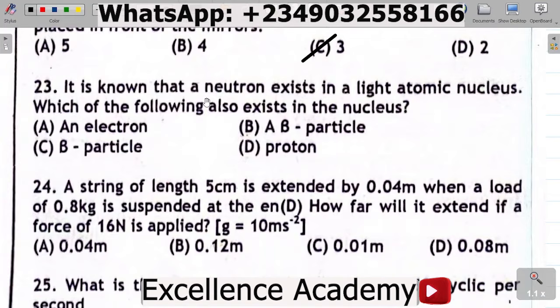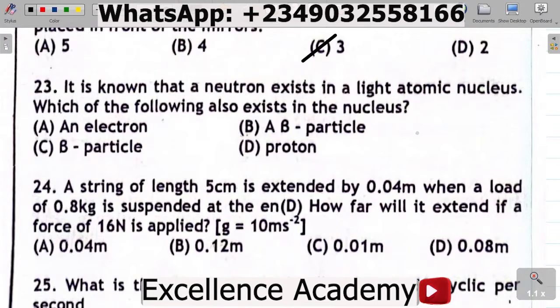It is known that a neutron exists in a light atomic nucleus. Which of the following also exists in the nucleus? You have A, an electron, B, a beta particle, C, beta particle, D, proton. I think B should have been alpha particle, perhaps. Anyways, D, proton. So what's the answer to this question?